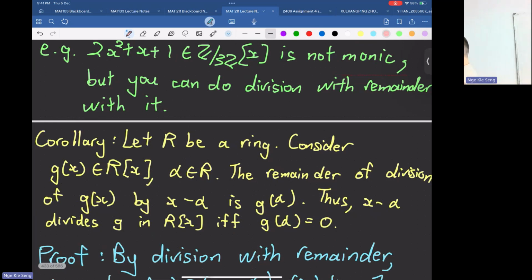Think about this. It is a very important fact. How do you get the remainder? No need to do long division. Just substitution is enough. Alpha here is an element in the ring. Okay, I'll give you 2 minutes.